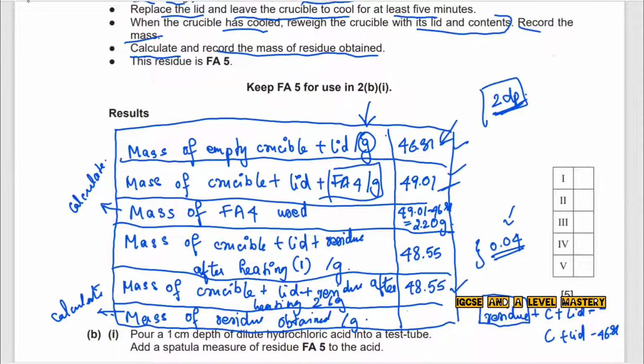and the mass of the residue plus crucible plus lid was 48.55, which we got after the second heating, right? So if we subtract that, the crucible and lid will get cancelled and only the residue will remain. So we will subtract the mass of crucible plus lid from the mass of crucible plus lid plus residue after the final heating to get the value of the residue. So it is 48.55 minus 46.81, which will give the value as 1.74 grams. Okay, so I hope this is clear.